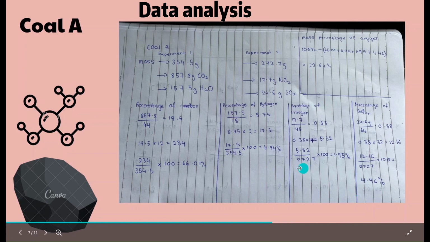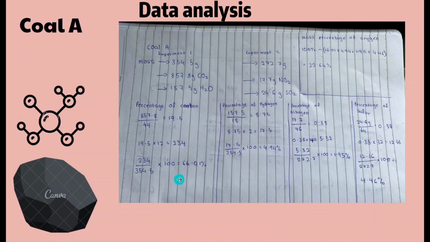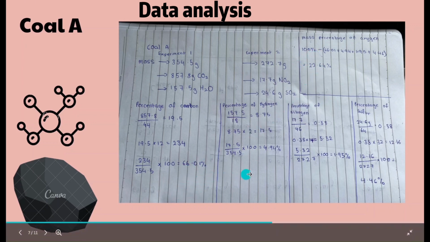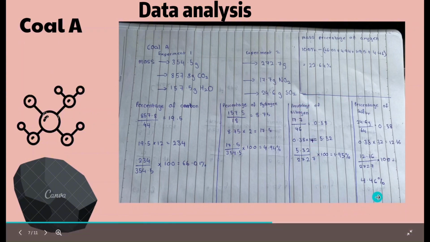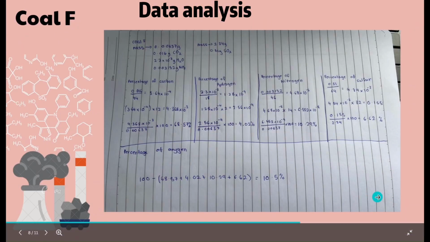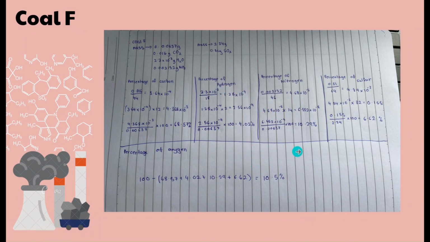This calculation will help you to find the percentage of mass for nitrogen, hydrogen, and carbon. And in order to get the mass percentage of oxygen, 100% minus mass percentage of carbon, hydrogen, nitrogen, and sulfur will get you the mass percentage of oxygen. So for coal A, our mass percentage for sulfur is 4.46. For coal F, our mass percentage for sulfur is 6.62.